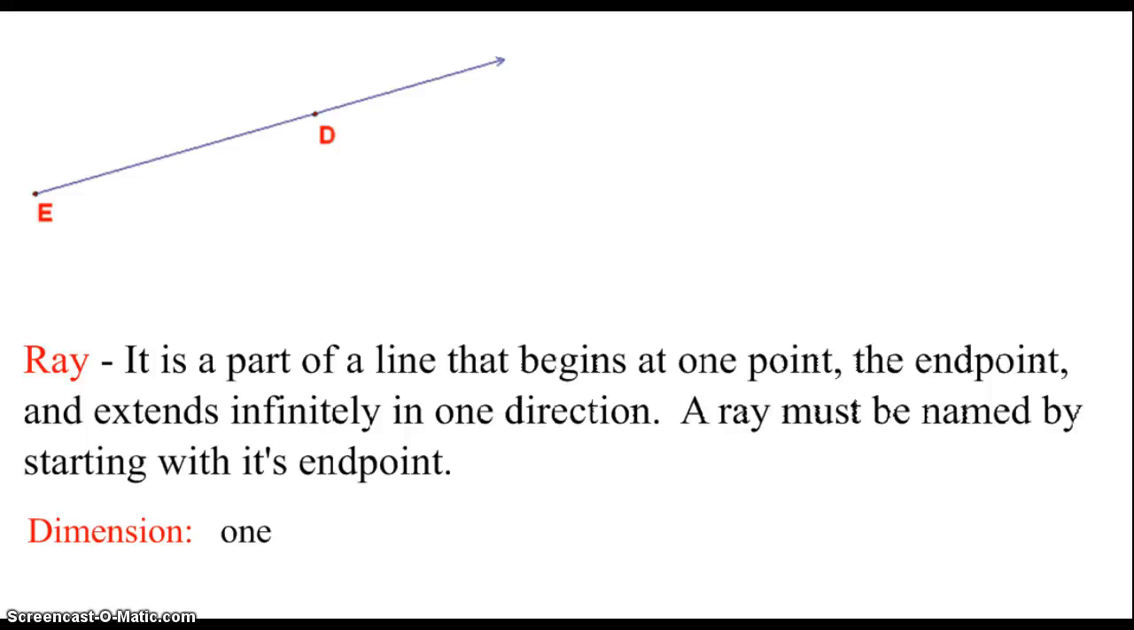So if you look at this picture, can you tell me, do you think E or D is the endpoint? Hopefully you said E. So if E is the endpoint, you have to start the ray with E. So our only option is ED. I cannot call this ray DE because ray DE would start at D and go towards E. That would be the other ray.